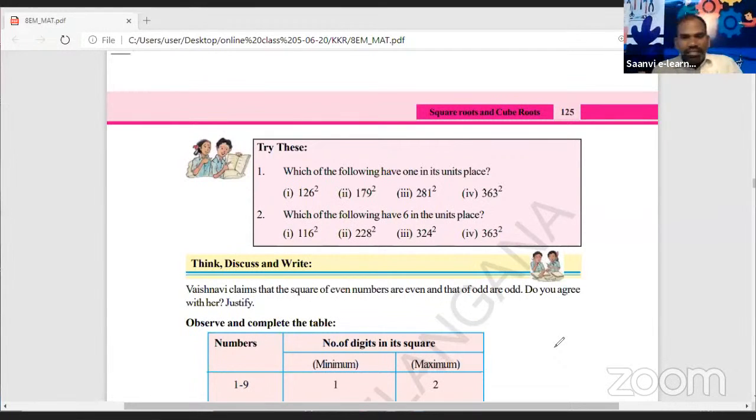Remaining, 228 square. 8 square, how much? 64. There the unit place is not 6, 4 is the unit place. 363 square, 3 square, 9. 9 is the unit place in that. Okay, so what is our answer? 116 square and 324 square contain 6 as the unit place.